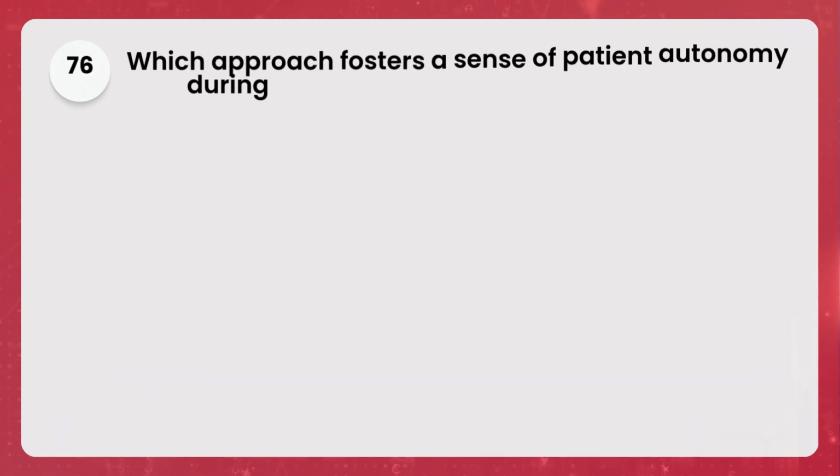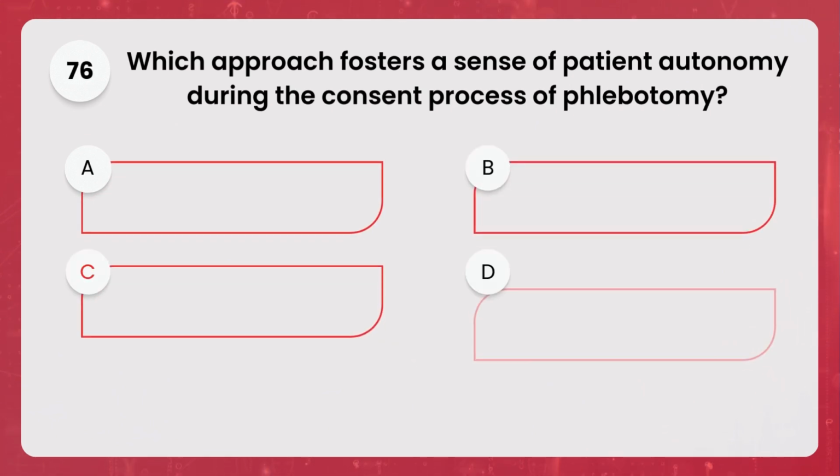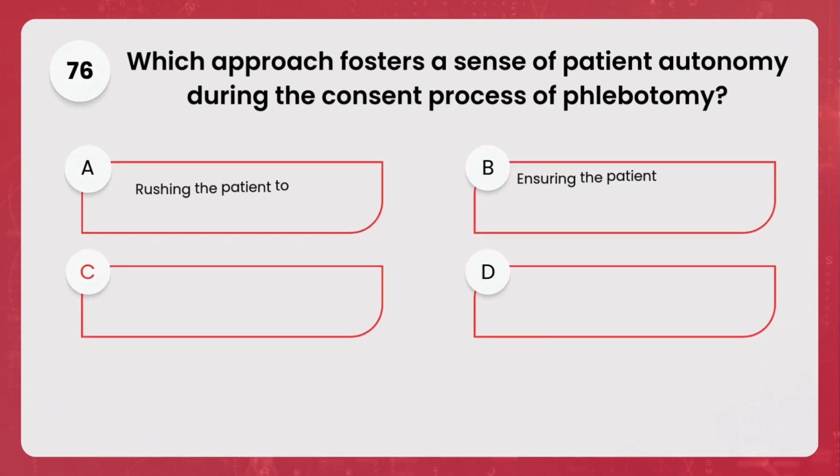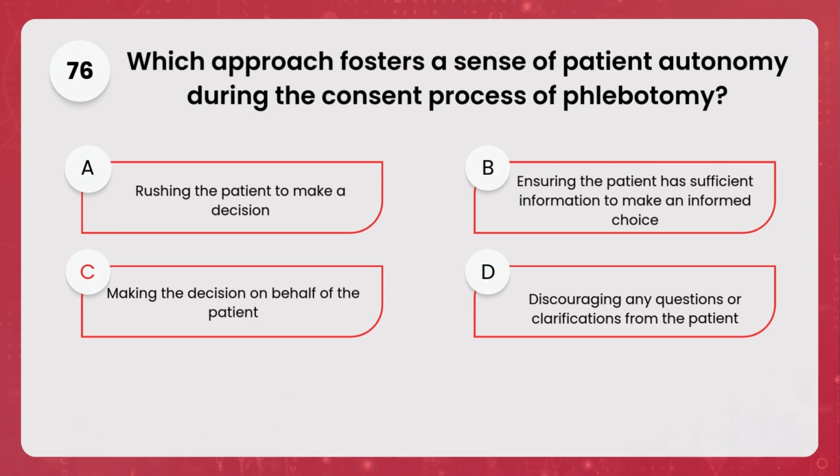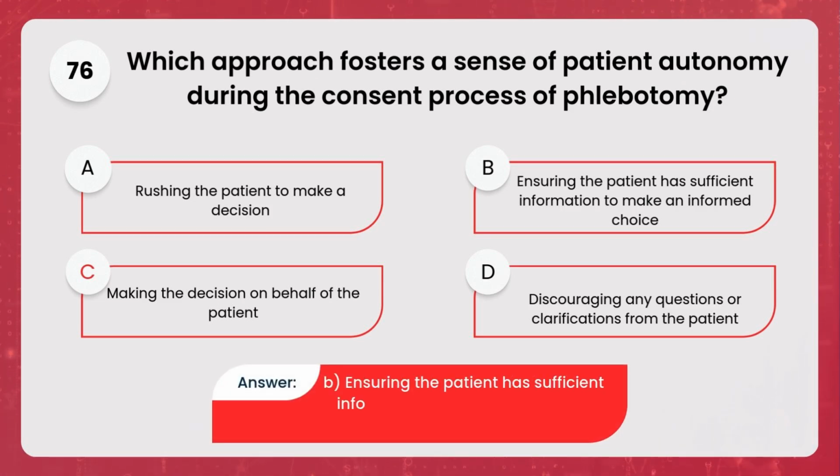Number 76. Which approach fosters a sense of patient autonomy during the consent process of phlebotomy? A. Rushing the patient to make a decision. B. Ensuring the patient has sufficient information to make an informed choice. C. Making the decision on behalf of the patient. D. Discouraging any questions or clarifications from the patient. The answer is B. Ensuring the patient has sufficient information to make an informed choice.